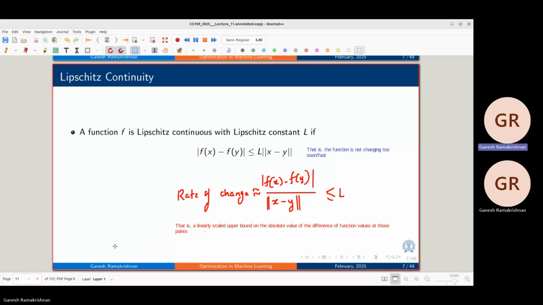Okay. Of course, when we say Lipschitz constant L, for all x and y, L is a constant. Are x and y fixed? What should they be? Fixed points, or any pair of points? Any pair of points. Here it is for all x, y in the domain.